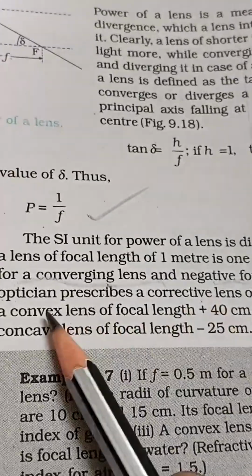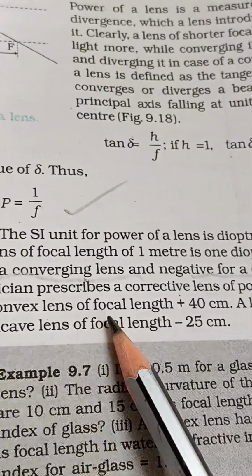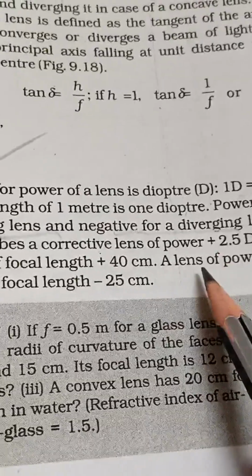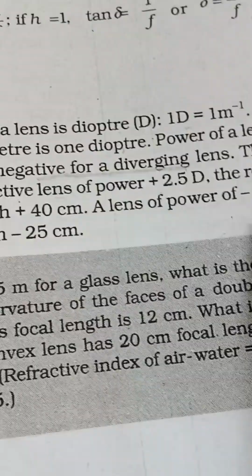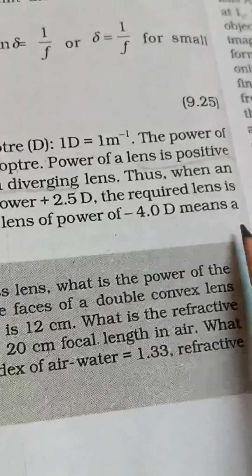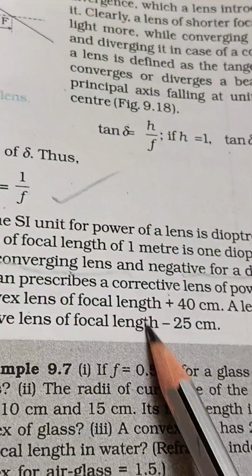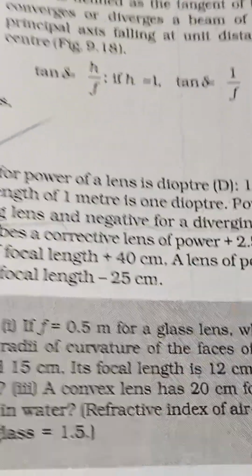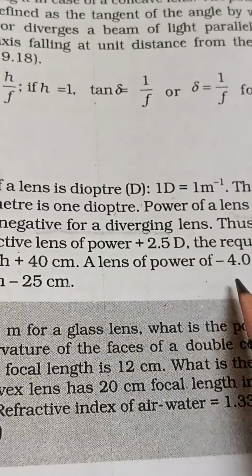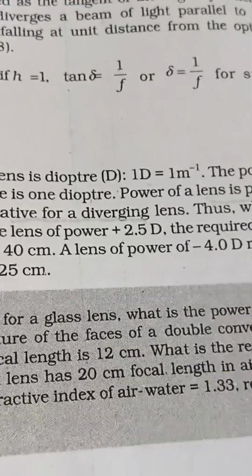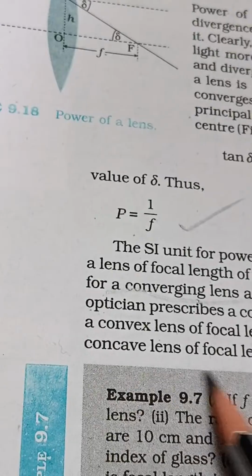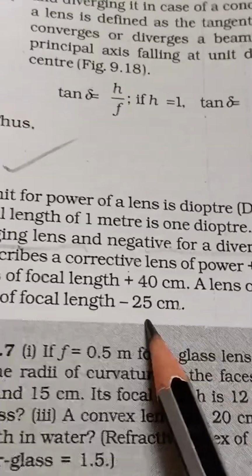Thus, when an optician prescribes a corrective lens of power plus 2.5 D, the required lens is a convex lens of focal length plus 40 centimeter, and a lens of power minus 4 D means a concave lens of focal length minus 25 centimeter.